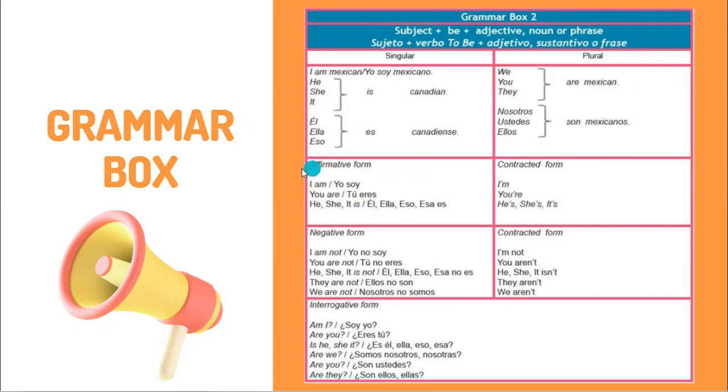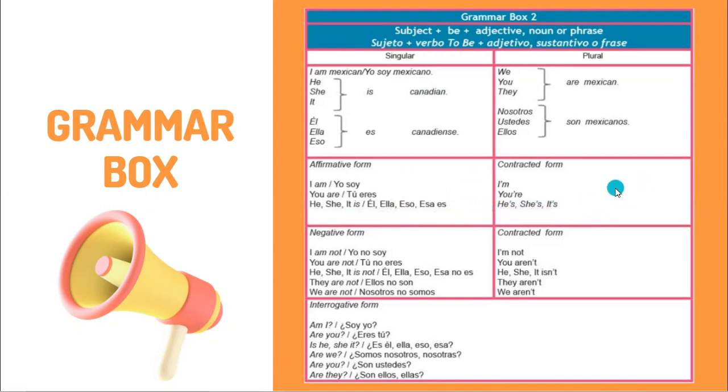In the affirmative form, the verb to be can be written as I am, you are, he, she, it is. In the contracted form, you can use, instead of I am, I'm. This is the same as I am. You're is the same as you are. He's, she's, and it's is the same as it is.